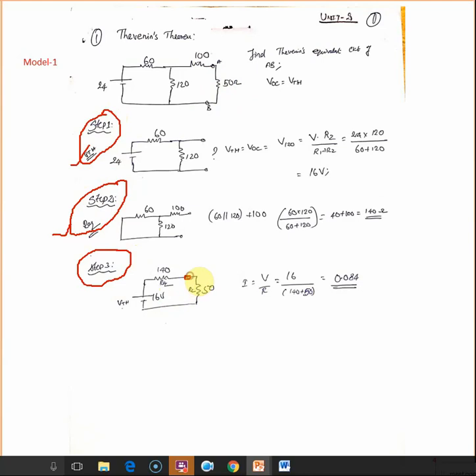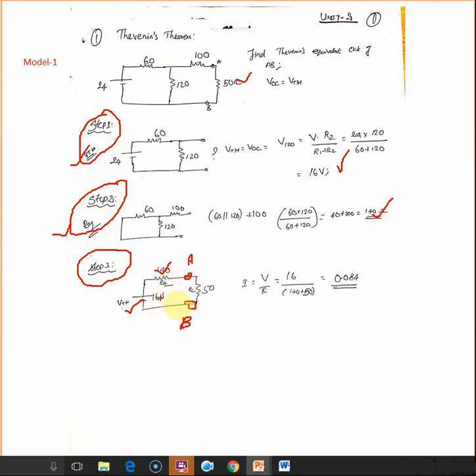And what is this one? The load resistance, 50 ohm, you will write. So see, step number 1, what is the value found? 16 volt, substituted. Step number 2, what is the R equivalent? 140 ohm, substituted. Then the load value I have copied directly from the circuit: 50 ohm, between A and B. Write it directly.